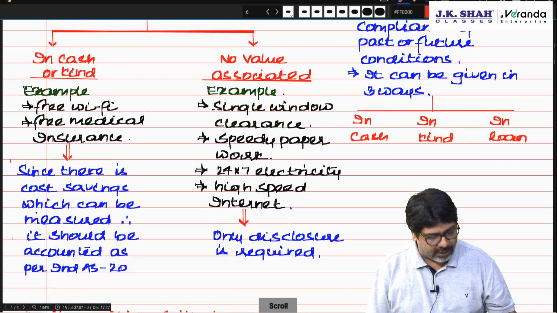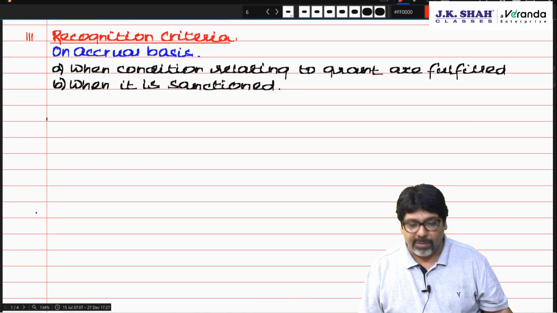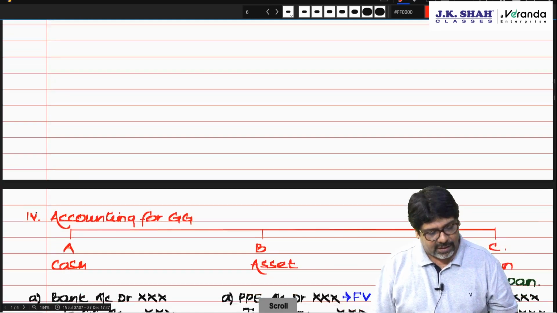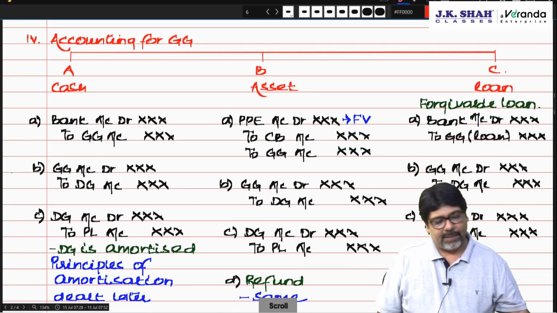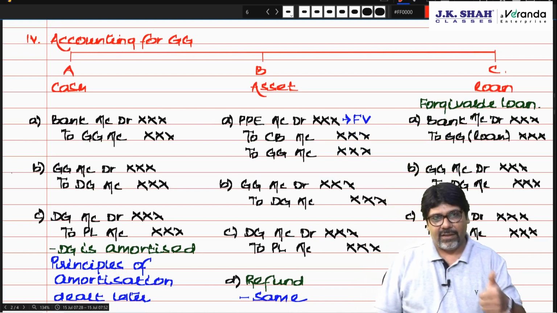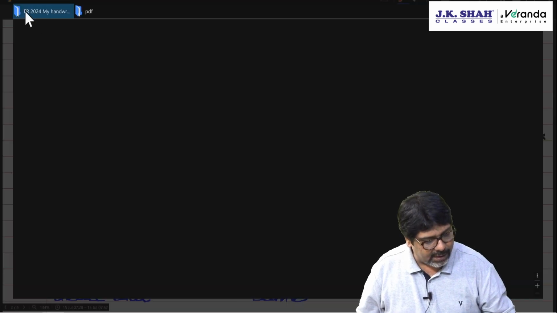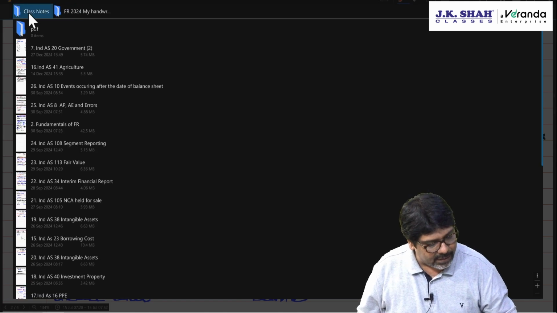It can be given in three ways. Recognition criteria on accrual basis: when conditions relating to grant are fulfilled, when it is sanctioned. Now chartered, accounting for grant. I told you grant can be given in cash or in kind or loan. Now chartered, let us understand this.